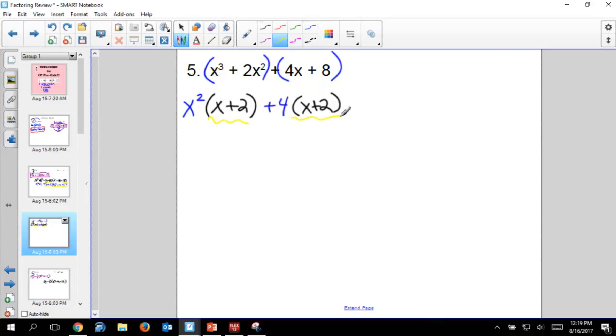Are the parentheses exactly the same for both? They need to be, or this doesn't work. So at this point, I'm going to use the distributive property. I'm going to undistribute. I'm going to factor out the parenthesis. So we're going to pull that out. I'm going to undistribute it and put it in front. And when we use the distributive property, you put something in front, then you open parentheses, and you write what's left. We get x squared plus 4.